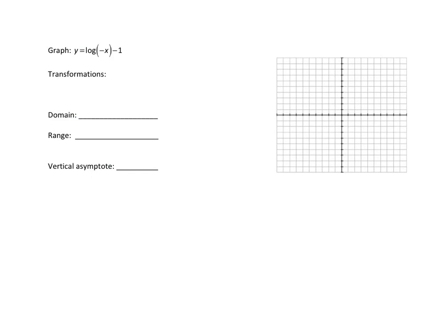In this next example, we are transforming log base 10 of x, so we get log of -x minus 1. So the transformations for this one, since we have a negative in front of the x, that's a horizontal reflection, which is over the y-axis. So we're reflecting over the y-axis, and we're shifting. Since that -1 is on the outside, it's affecting y values, it's a vertical shift down 1.